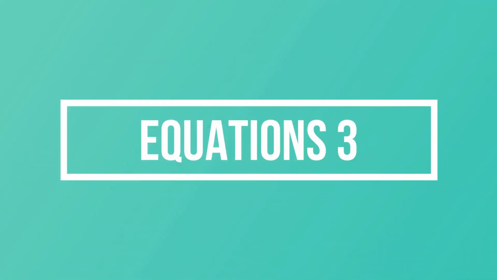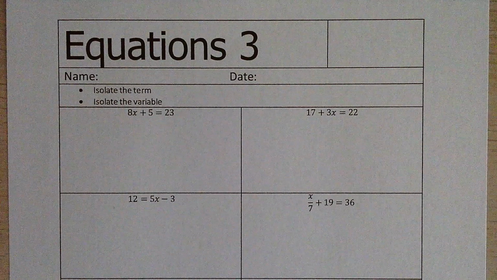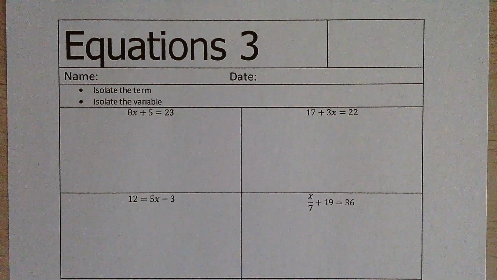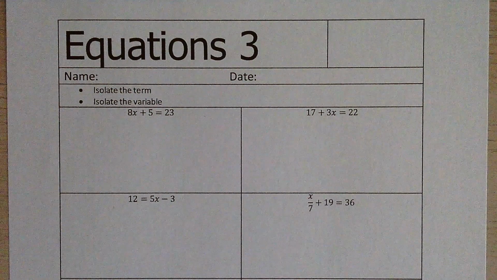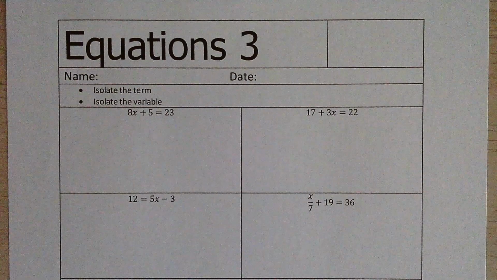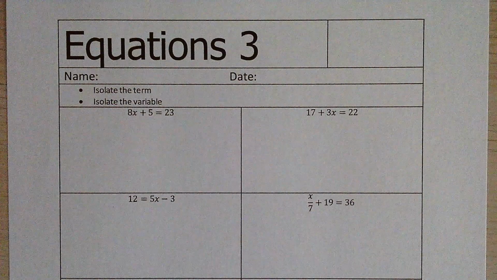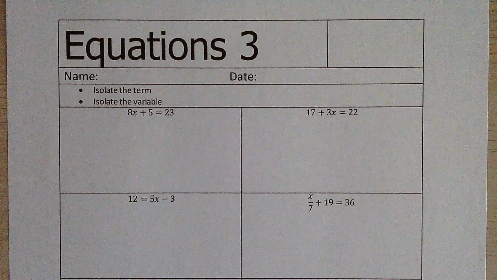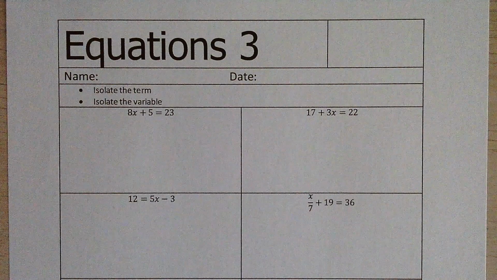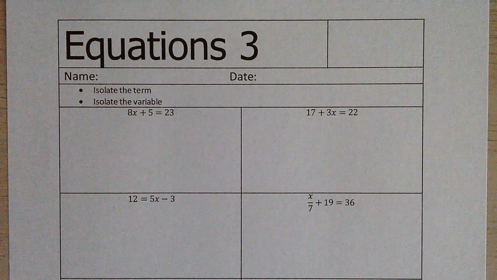Welcome to today's lesson. Today we are going to continue to look at solving equations. So we have 8x plus 5 equals 23. To solve these types of equations, we're going to use the method that we see here. We first need to isolate the term that contains the variable, and then we need to isolate the variable itself.